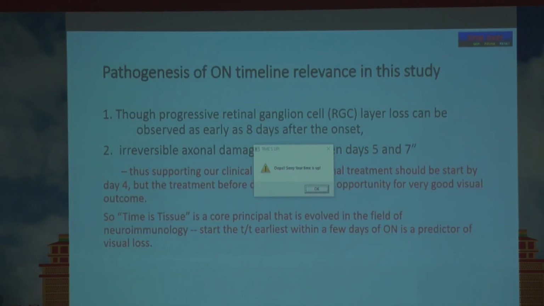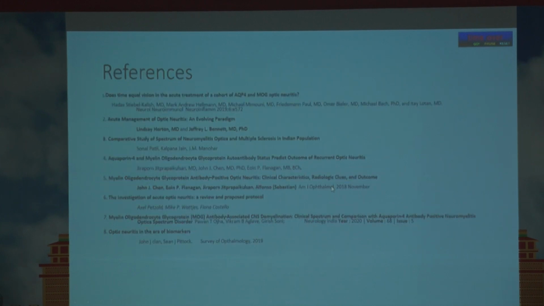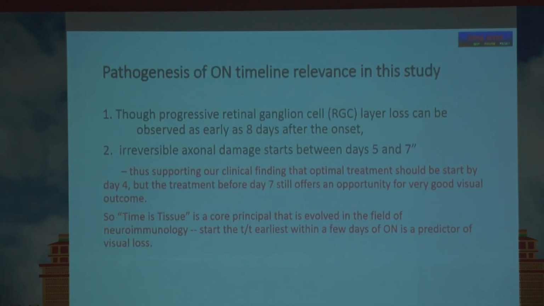If pathogenesis is considered, irreversible axon damage starts within 5 to 7 days. So supporting our clinical finding, the optimal treatment should start in less than 4 days, but treatment before 7 days still offers an opportunity for a very good visual outcome.